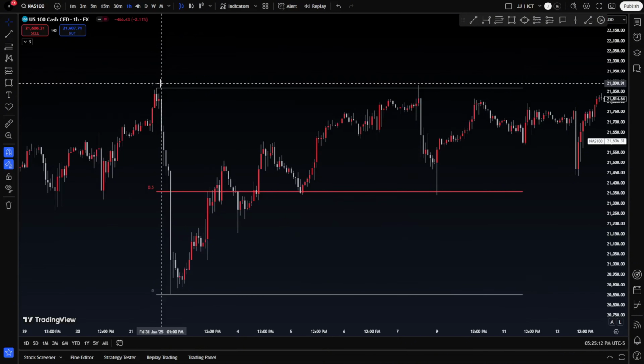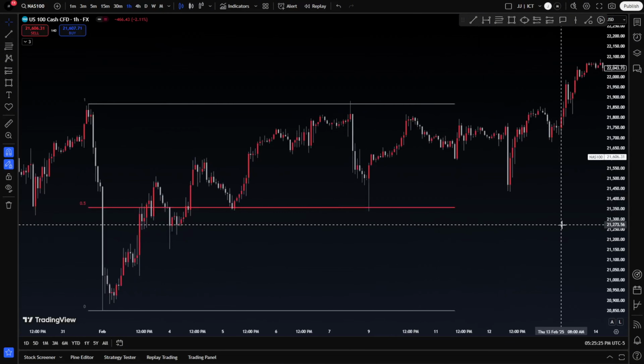Pretty cool, isn't it? Very cool. I promise you. Once you start drawing these ranges, you start getting into it, it's truly amazing.